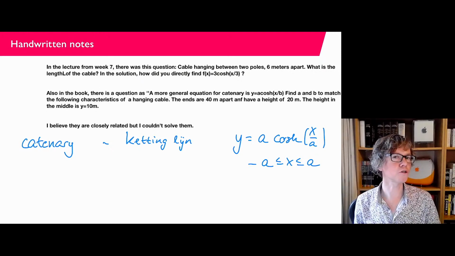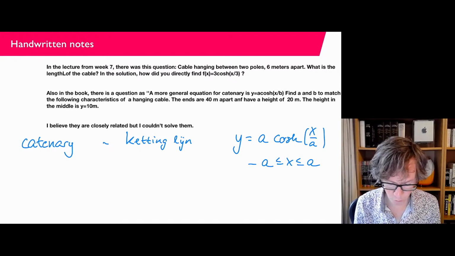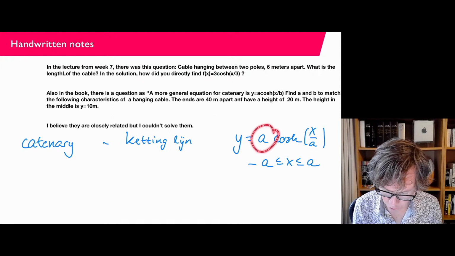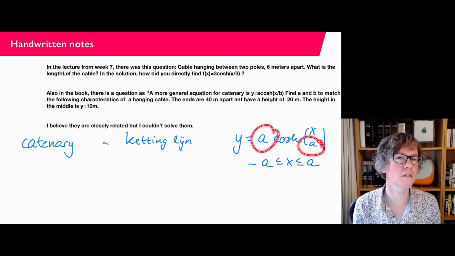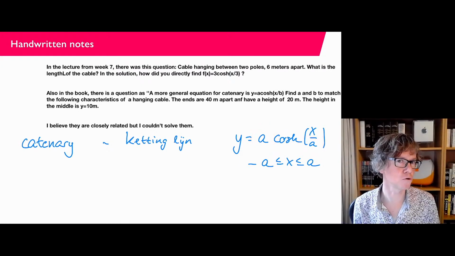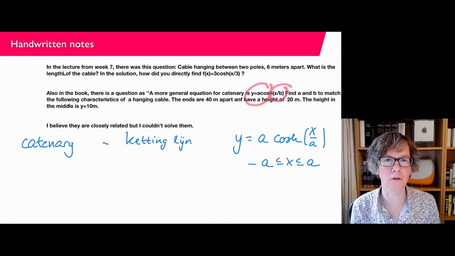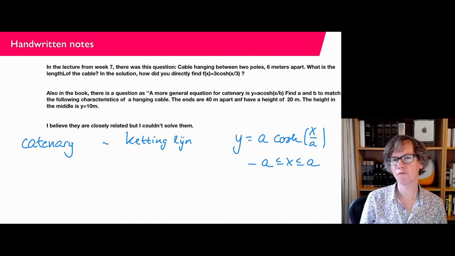But here also you just have to plug in those values. If you look at the question from the book, they said, well, here you have the same a, and that is precisely the shape that you should have. And this is going to be a different shape. So if you would plot this for a and b different values, then you get a different shape there.